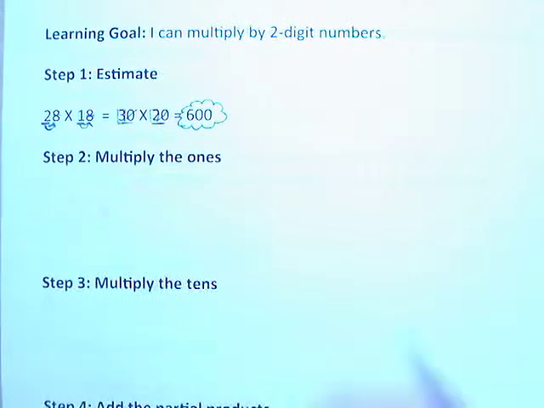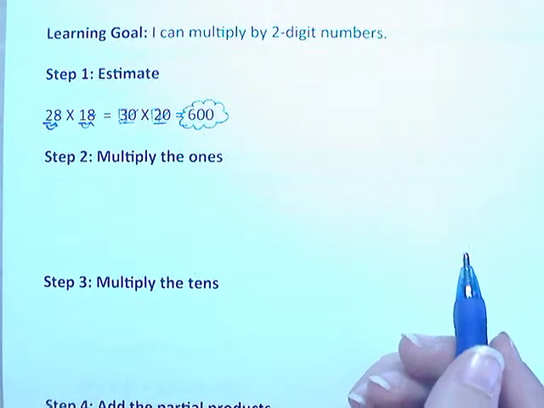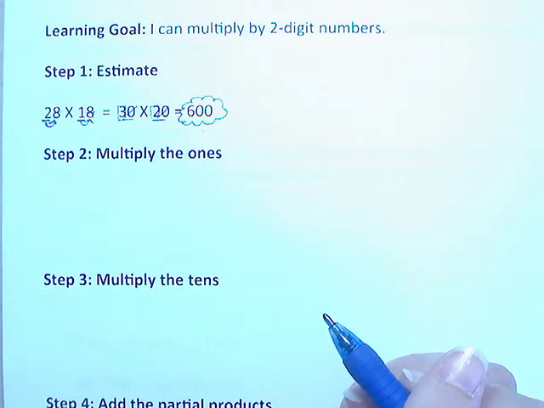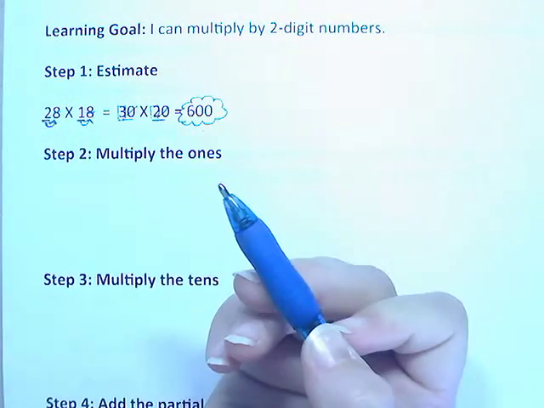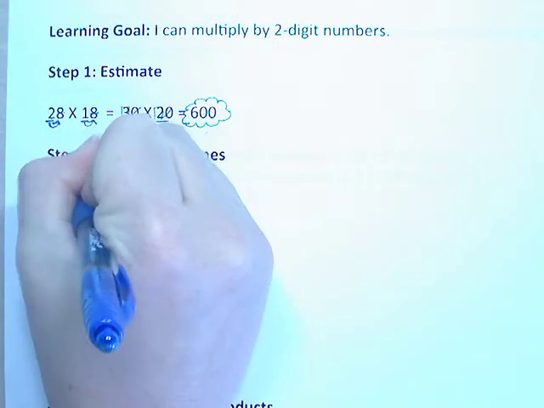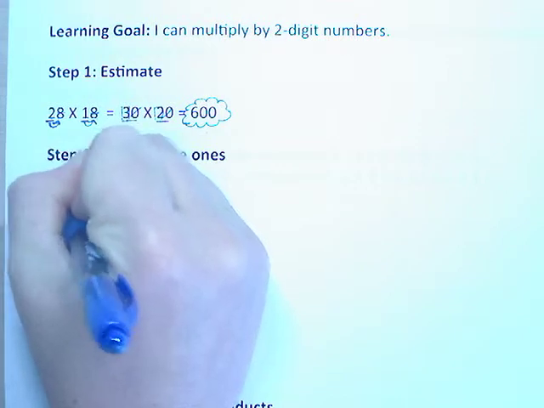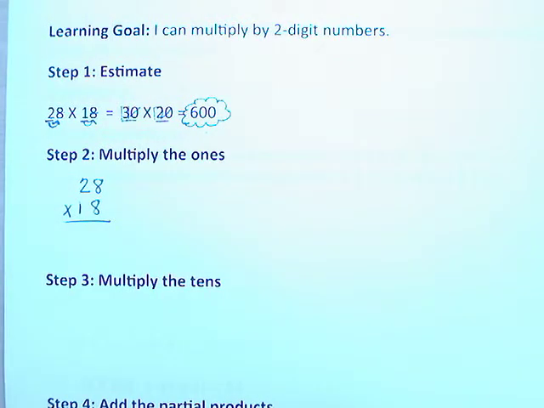So let's go ahead and set up our problem. Remember, when we're multiplying, we want the number with the least amount of digits on the bottom, but in this case, both of our numbers have 2 digits, so you can decide which one goes on the bottom. I'm going to do 28 times 18. I want my 18 to be on the bottom.